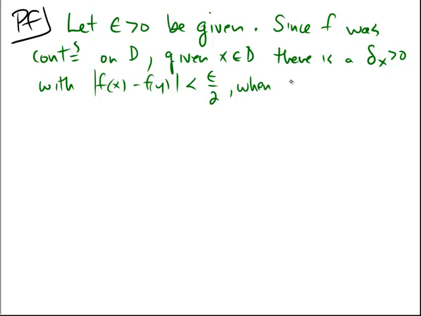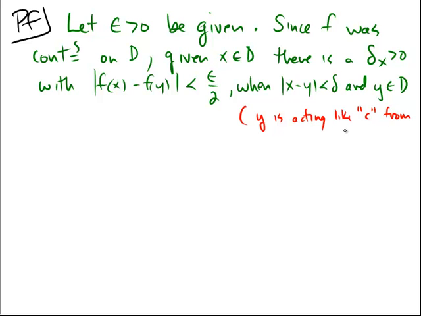When we have the distance between x and y being less than delta, and y simply being a point from the domain. So if you look back at the definition of continuity, you might be thinking, oh wait, there's a c floating around, right? Well, in this problem, you can sort of think of the y as acting like the c from our old definition.